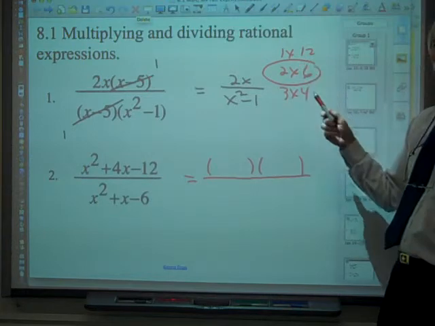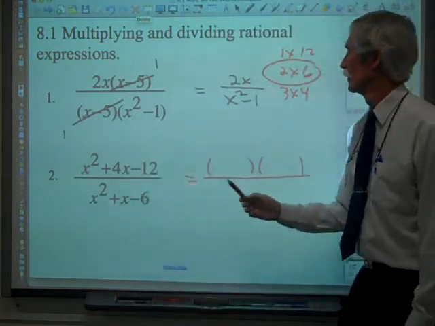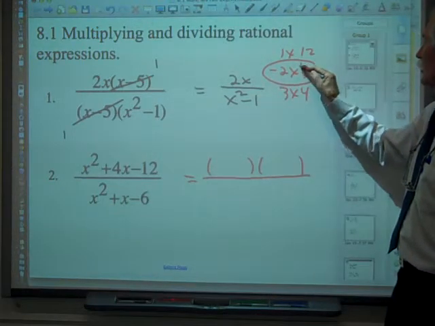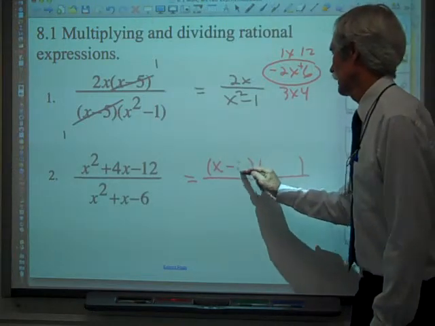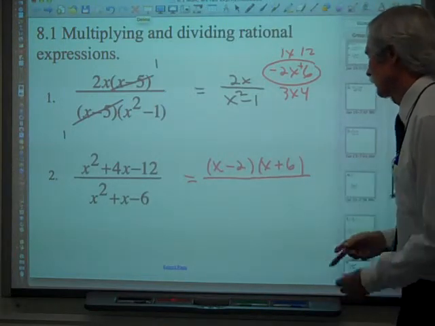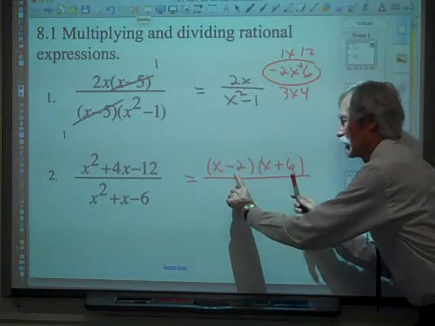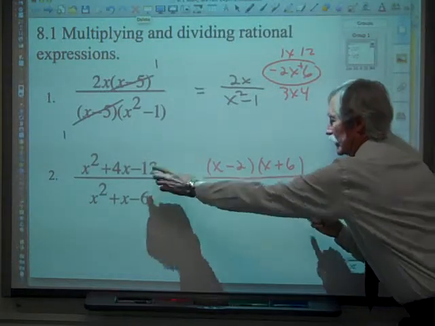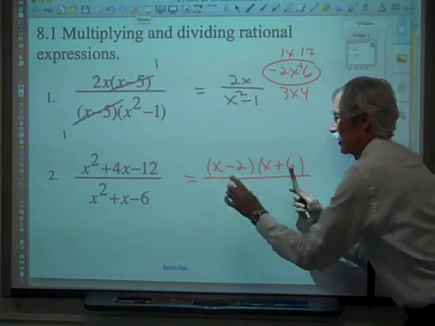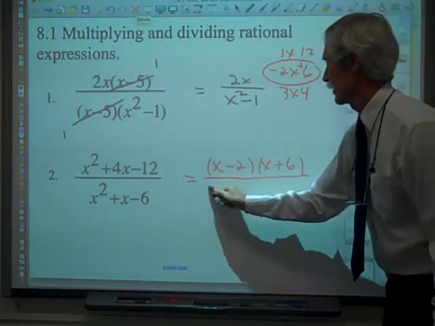How do we get plus 4? Negative 2 plus 6. So x minus 2, x plus 6. Good. Always check. Multiply, negative 12, perfect. Add, plus 4, nice. How about the bottom?